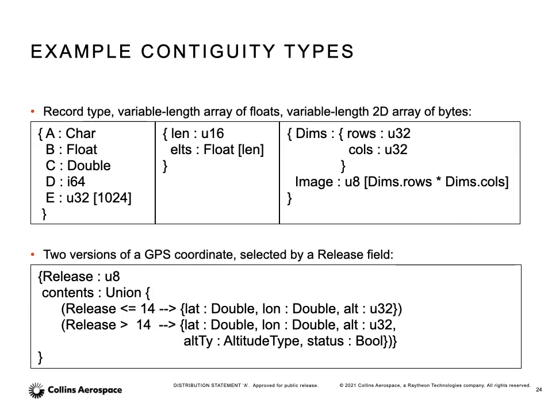Some example contiguity types presented here include a simple record, an array of a specific length, a two-dimensional array, and also two versions of a GPS coordinate message selected by a release field. If the release is less than or equal to 14, the message format is simply the lat, long, and altitude. If the release is greater than 14, then there's additional information in the record. This is captured succinctly by the union primitive.